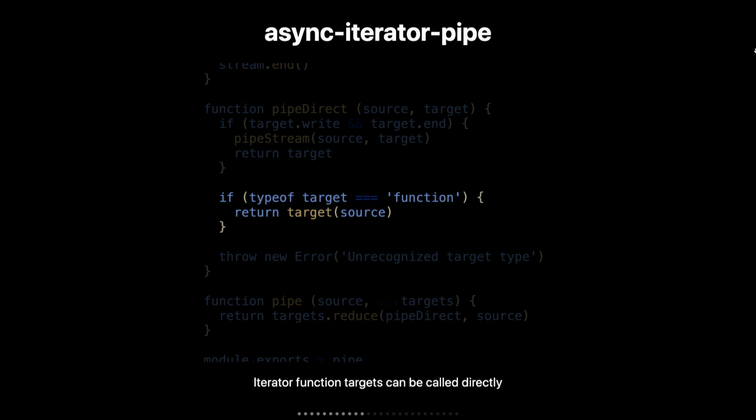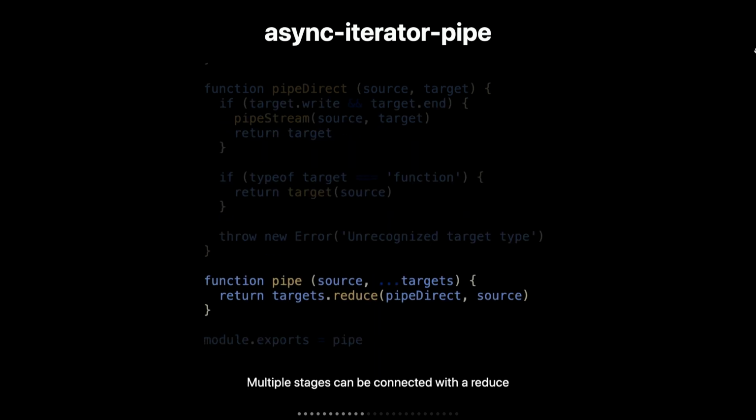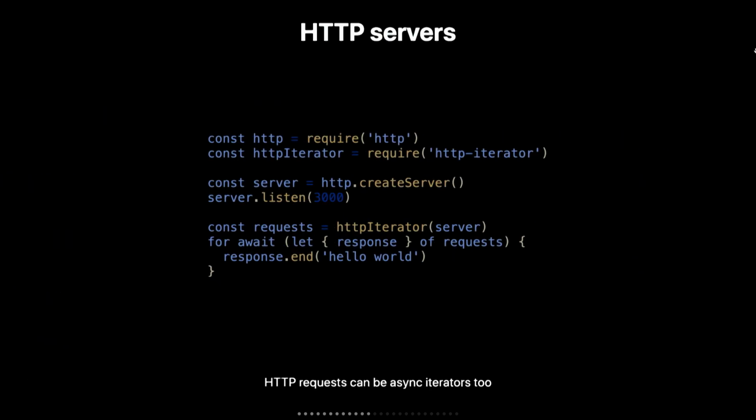The async generator function form is even easier. You just call the target function and give it the source. And then there's just a simple switch to identify which type of target it is. And then you can just reduce the chain of targets into the source to get the whole pipeline thing.